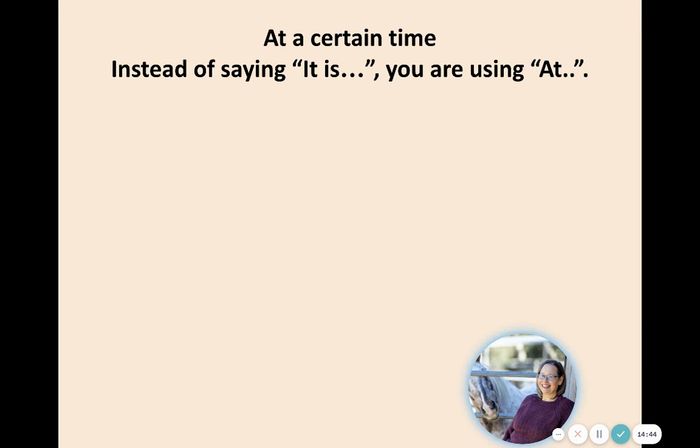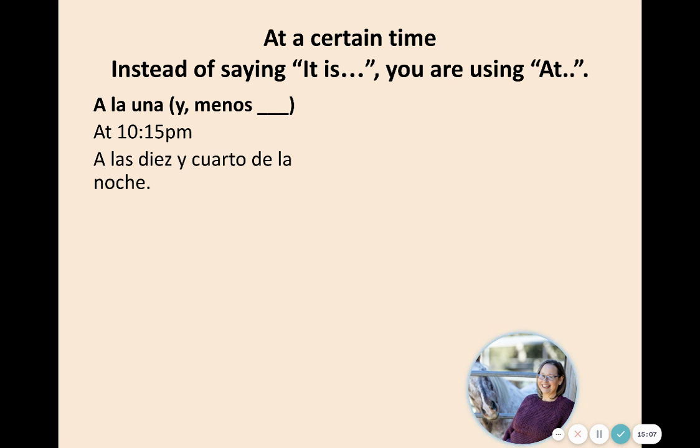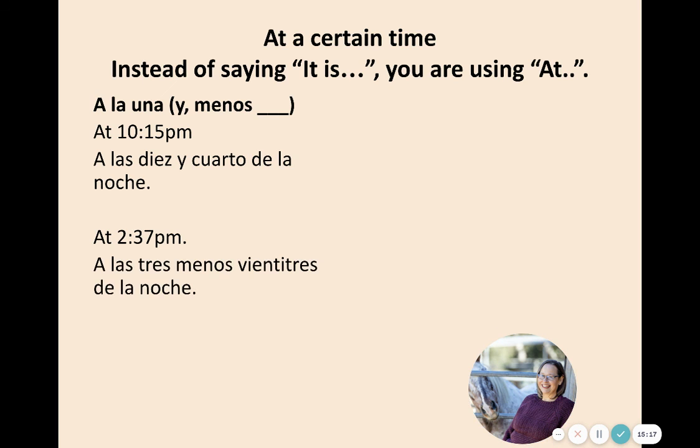Okay, at a certain time. Instead of saying it is, you are using at. So at in Spanish is a. So a la una. And then you put y or menos depending on what time it is. Okay, at 10:15 p.m. A las 10:15 de la noche. Okay, that's not a full sentence right there. That's a phrase. At 2:37 p.m. A las 3 menos 23.